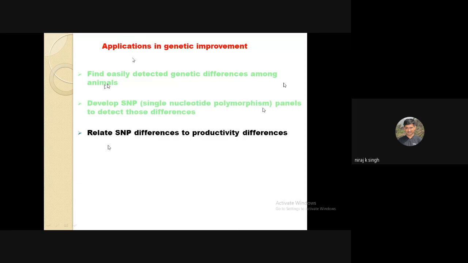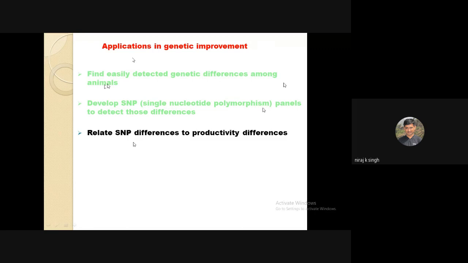Then we have to relate these SNP differences with production differences. Suppose two animals are there, one a very high yielder and another a low yielder. After a complete genetic study, we have to correlate what the different genetic variations are, that is, what the different single nucleotide polymorphisms are.